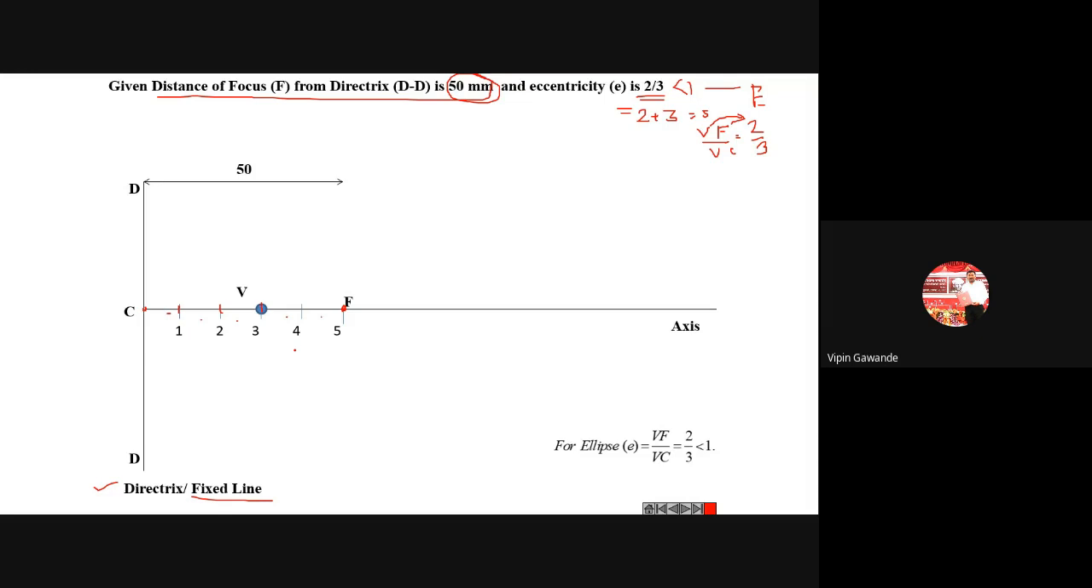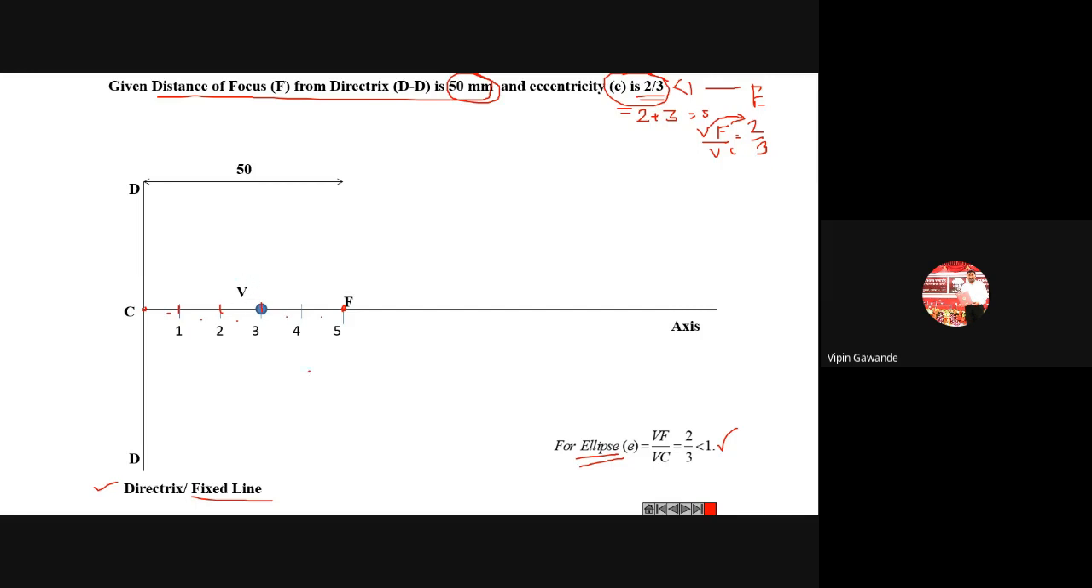This is the basic construction for the ellipse, parabola and the hyperbola. Now here we have to construct which curve? We have to construct the ellipse here. Why do we have to construct the ellipse? Because the eccentricity ratio is less than 1, and an eccentricity ratio less than 1 is for the ellipse. So we have to construct the ellipse here. Now what is the next step after this? So marking this vertex is very important.